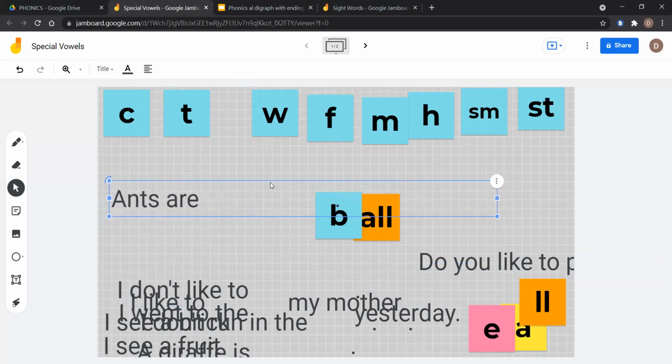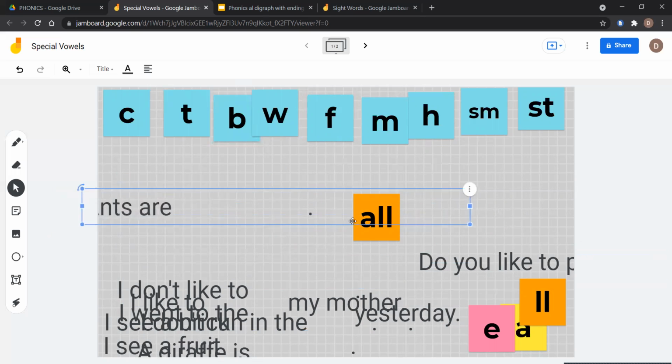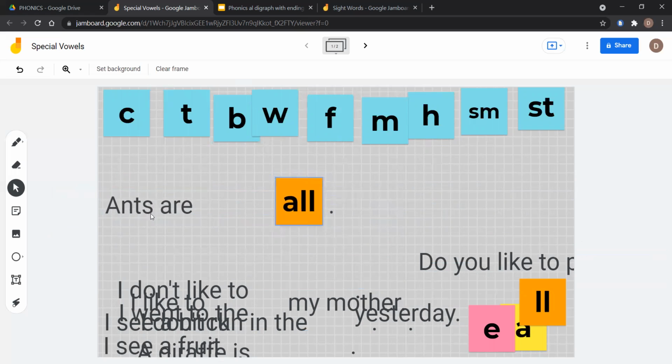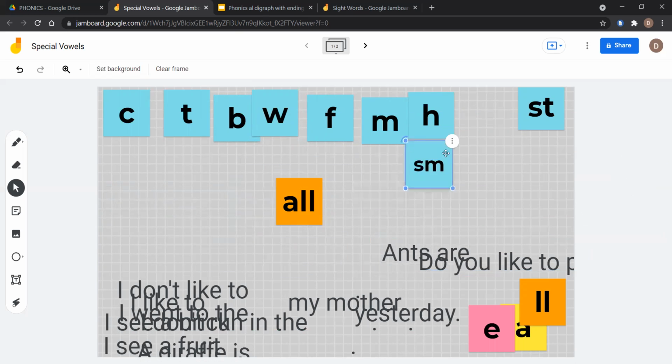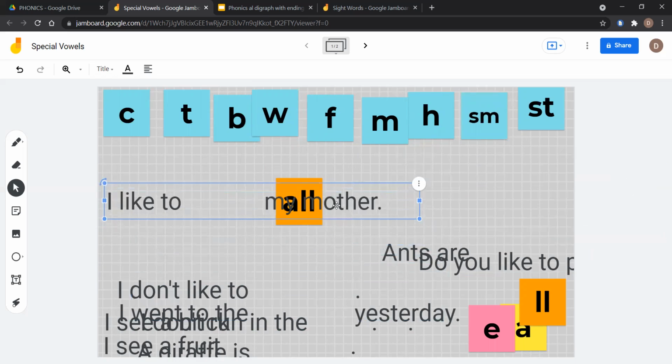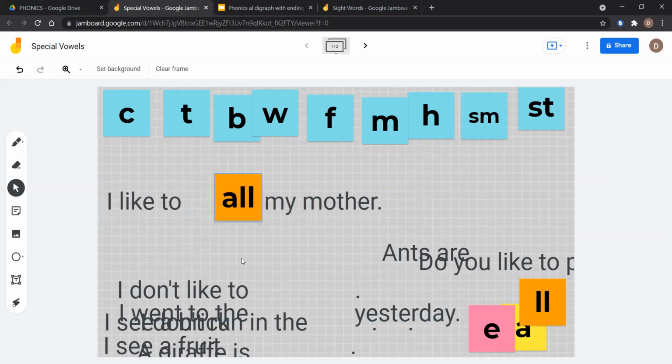How about this one? Ants are what? Ants are... Which one? Ants are small. Very good. Ants are small. Small. 很小. Ants are small. Very good. Okay. Very good. Put it right there. Okay. I like to blank my mother. I like to 怎么 my mother? 打电话. I like to, which one? Here it is. I like to call my mother. Okay, very good.